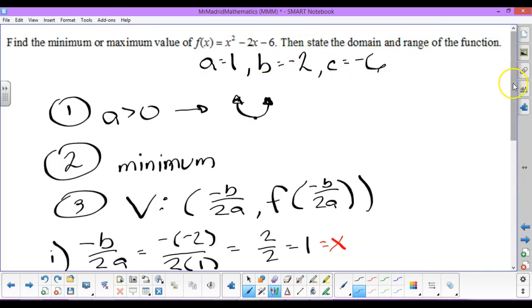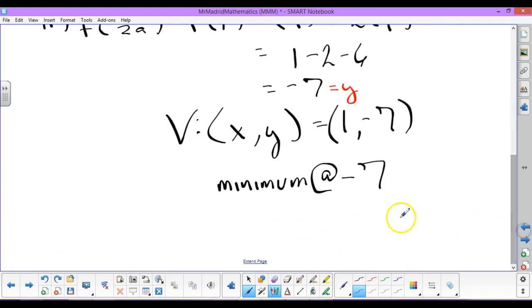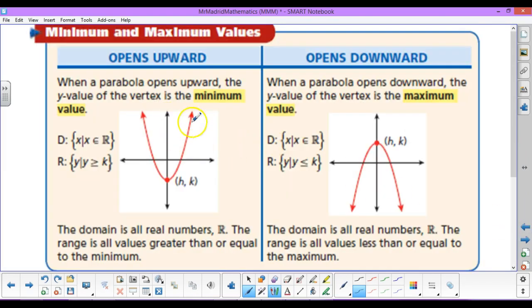And state the domain and range. So that's not that bad because of our notes, which tell us we had a minimum, that the domain is all real numbers.